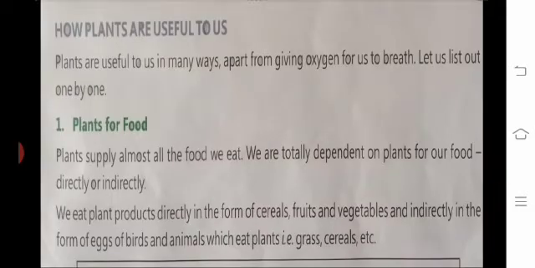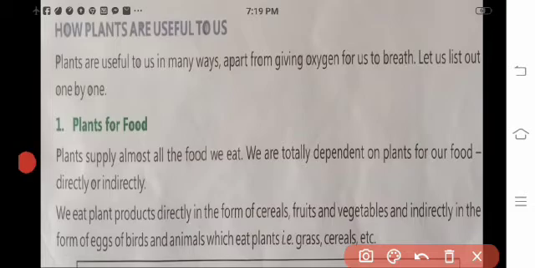Okay, next, some plants are useful to us, isn't it? Yes, plants are useful to us in many ways, apart from giving oxygen for us to breathe. Isn't it, children? We get oxygen from the plants only. Yes, plants for food. Almost all the food we eat, we are totally dependent on plants only, isn't it? For our food directly or indirectly. We eat plant products directly in the form of cereals, fruits and vegetables. But indirectly in the form of eggs of birds and animals which eat plants, that is grass, cereals, etc.